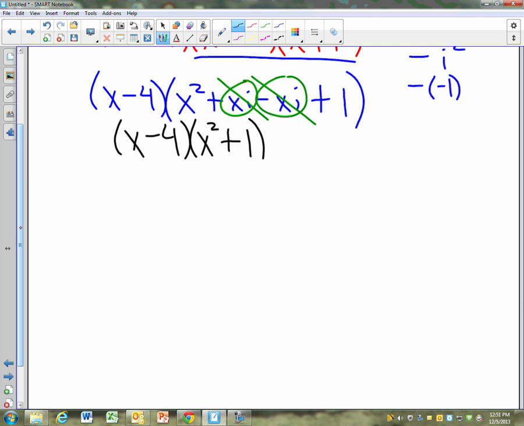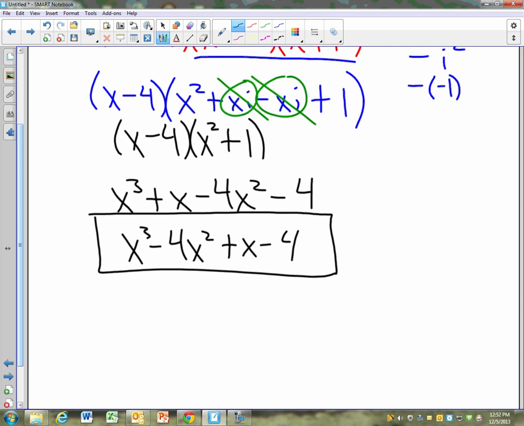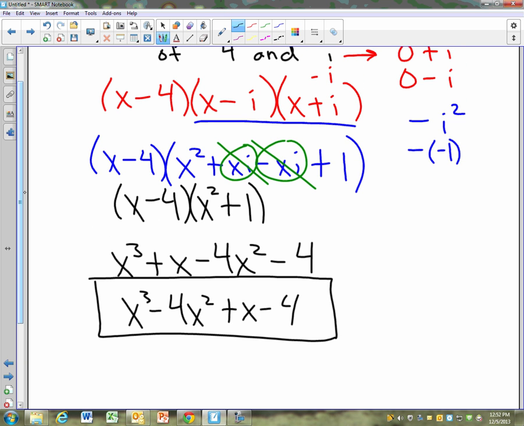Let's distribute through. x times x squared. x times 1. Negative 4 times x squared. And negative 4 times 1. You should write it in descending order of powers. Done and done. I know you were wondering what polynomial has solutions of 4 and i. Well, that polynomial has solutions of 4 and i. That one right there. Yep, I'm positive. Because if we factored it, we would come back up with what we did in the beginning. That's what they said last hour too. They said, prove it now, Mr. Gens.